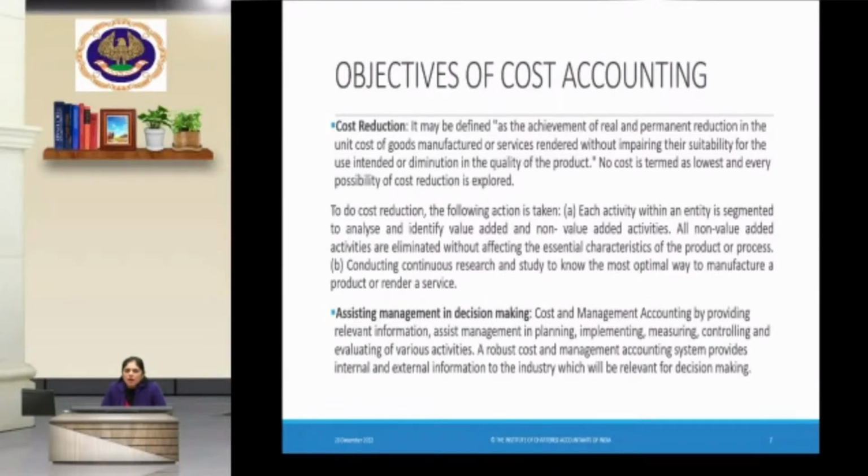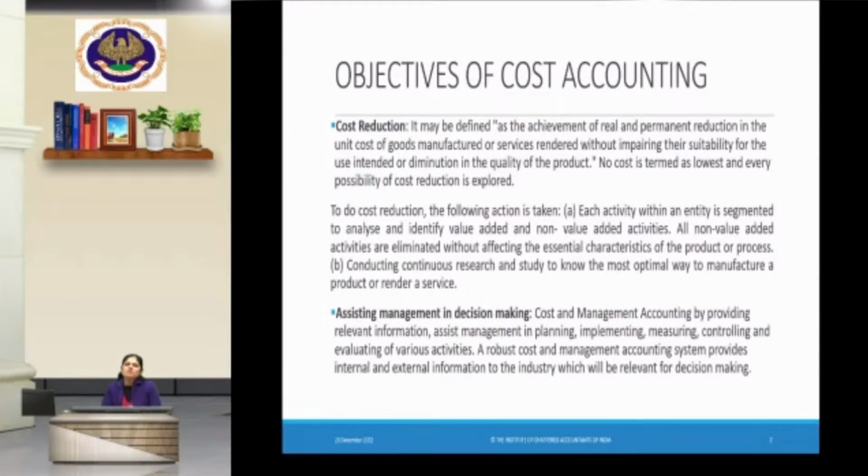Or diminution in the quality of the product. Diminution means decreasing or compromising or sacrificing the quality of the product. That is not done. Only the cost reduction, the unit cost will be reduced, but without compromising the quality. No cost is termed as lowest, and every possibility of cost reduction is explored.